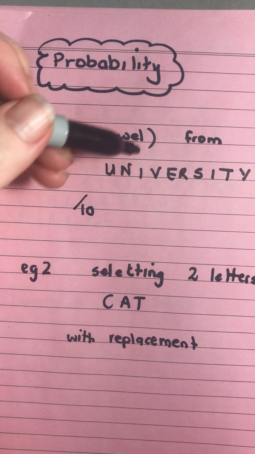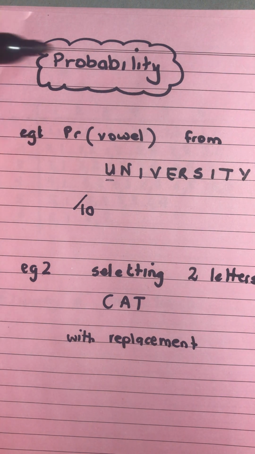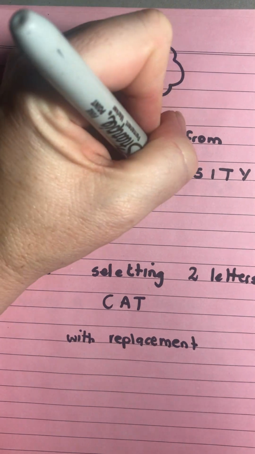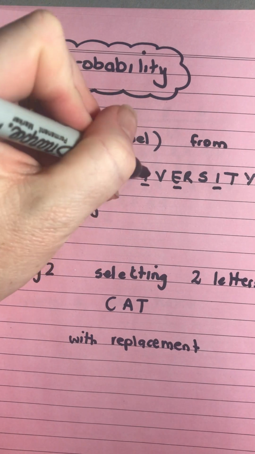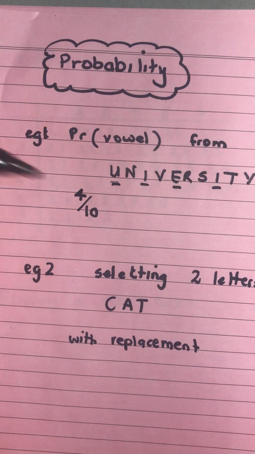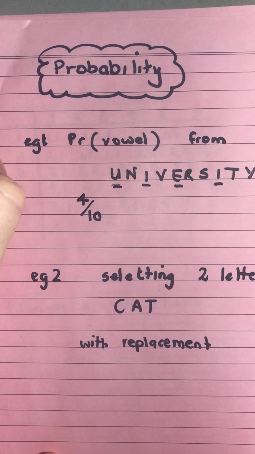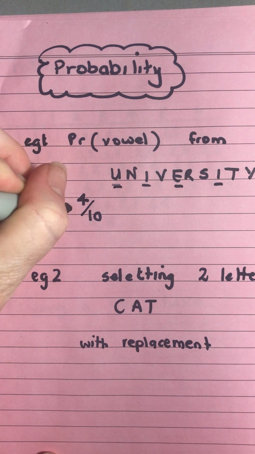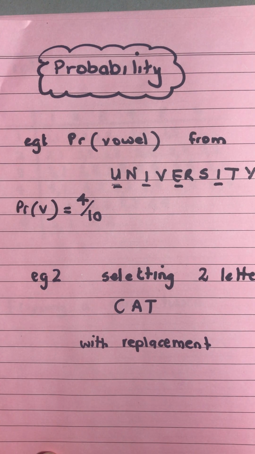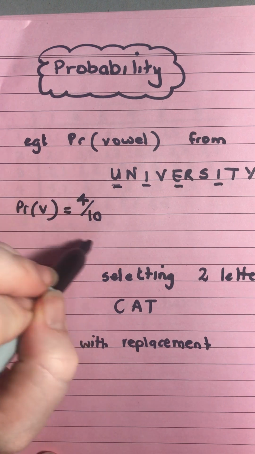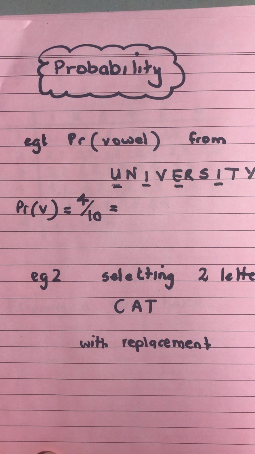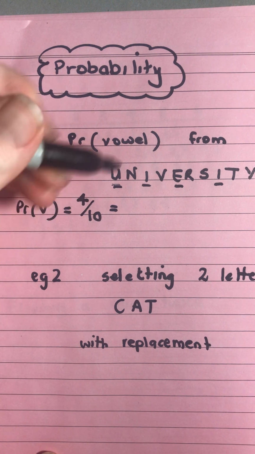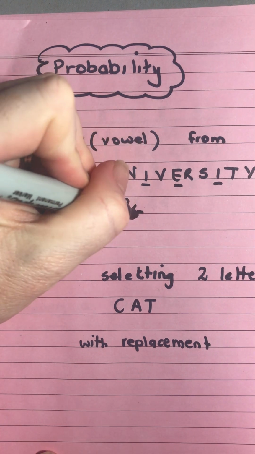So I'm going to go along my line and go, okay, I've got a U, that's a vowel. My I is a vowel. My E is a vowel. And I've got an I as a vowel there too. So I've got 1, 2, 3, 4 out of 10. So my probability of getting a vowel is equal to 4 over 10. But we're not going to leave it there because we can simplify this fraction. So we can do that by putting it into our calculator if we're not sure, or we might see that we can simplify that to 2 over 5.